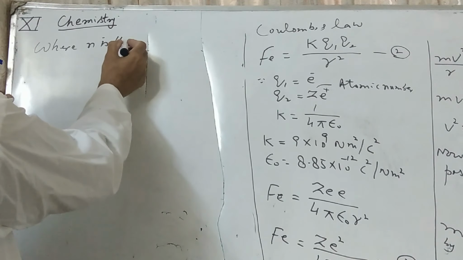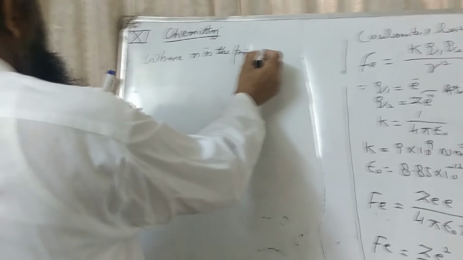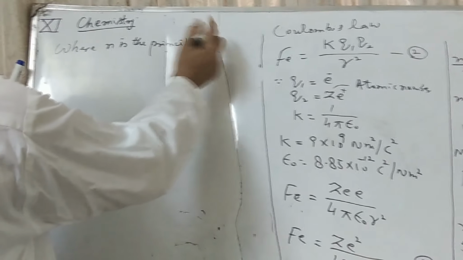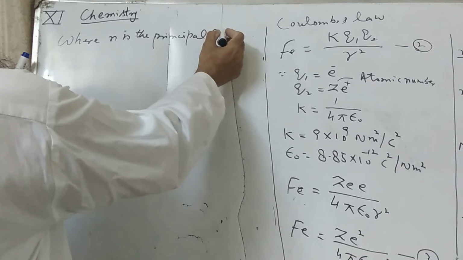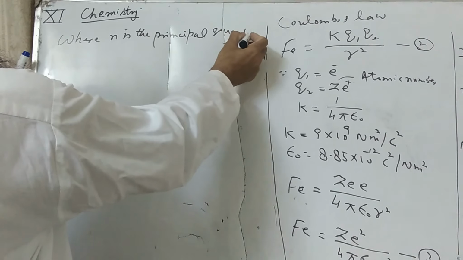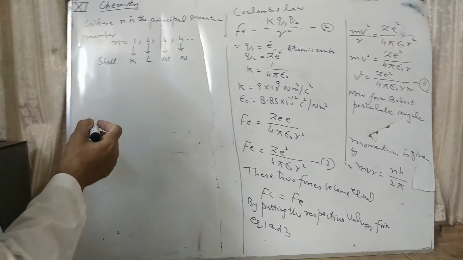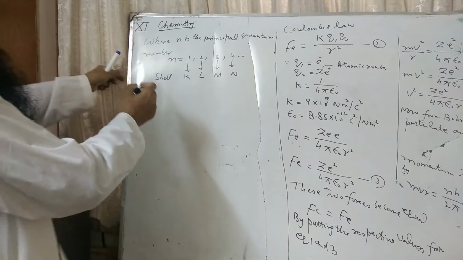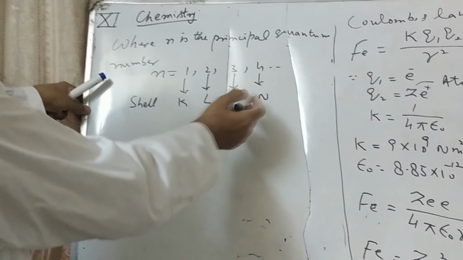n is the principal quantum number, that is n is equal to 1, 2, 3 and 4. If it is 1, then it is called the K shell. If 2, then L; 3, M; 4, this is N. That is the K shell, L shell, M shell, N shell. You know very well, you have already studied the shells in 9th class.